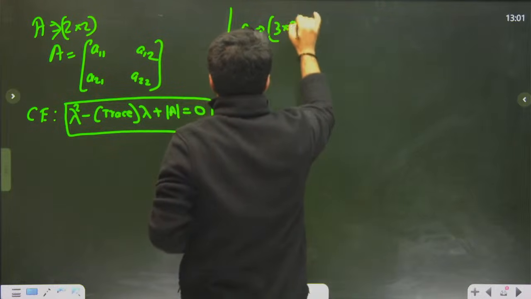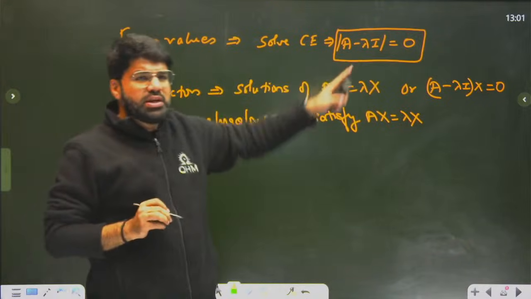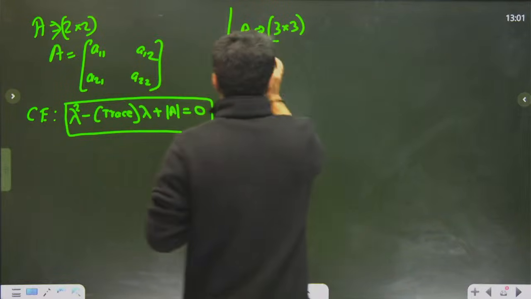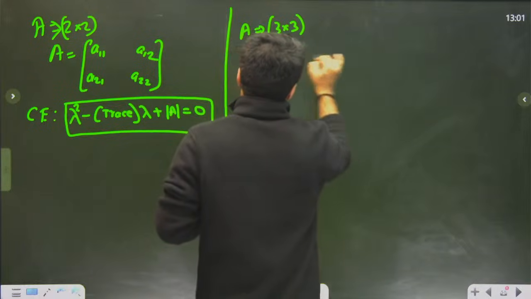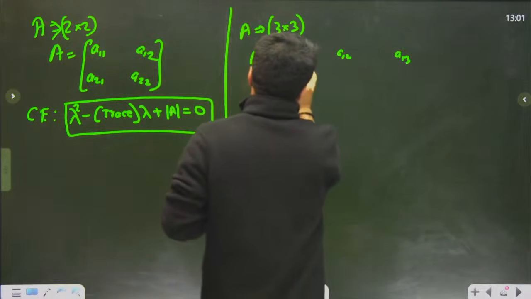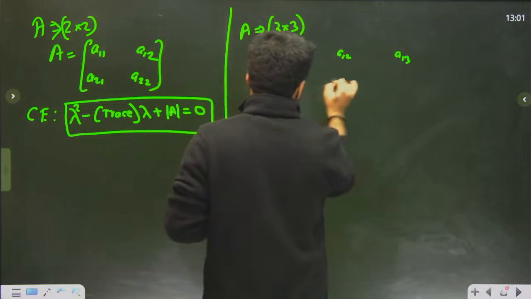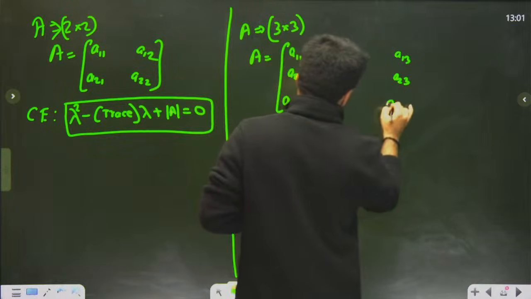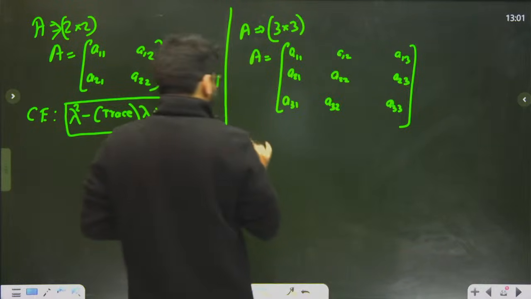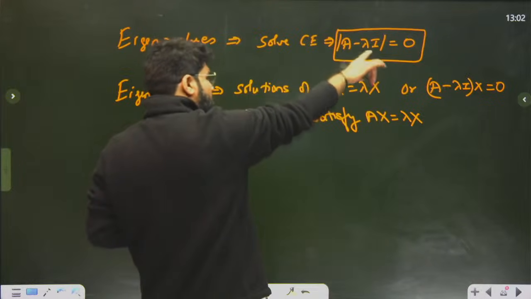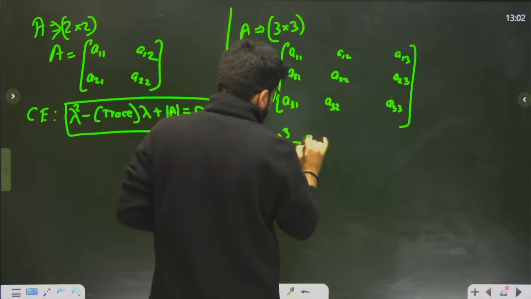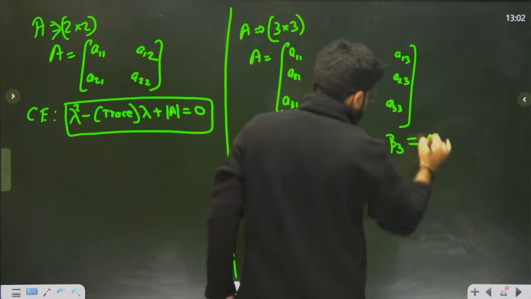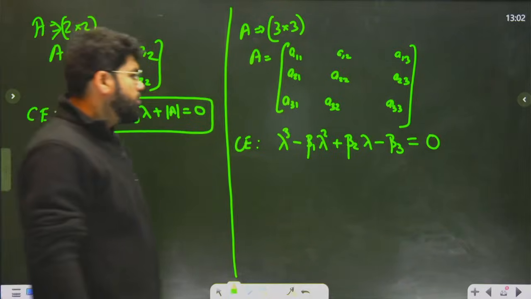Now for 3 cross 3. Beyond that, I will not give you any formula; beyond that means the general characteristic equation, which also comes by solving modulus of A minus lambda I equal to 0. Similarly for a 3 cross 3 matrix, suppose like this: A11, A12, A13, A21, A22, A23, A31, A32, A33. Solving the same equation, modulus of A minus lambda I, we get lambda cube minus beta 1 lambda square plus beta 2 lambda minus beta 3 equal to 0.